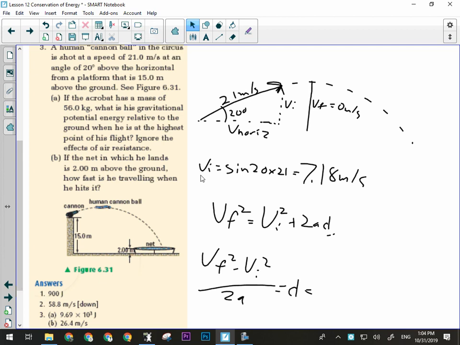The net in which he lands is 2 meters above the ground. How fast is he traveling when he hits it? This is just a conservation of energy question. How many people have had a chance to even start? I'm going to give you a few minutes to start. You don't need any projectile motion stuff to do B. You just need to do a conservation of energy question like the Evel Knievel question we did yesterday. You're calculating his speed when he hits the net, which, reminder, is 2 meters above the ground. So it's an EI equals EF question like we did the other day. I'll give you a few minutes on that.